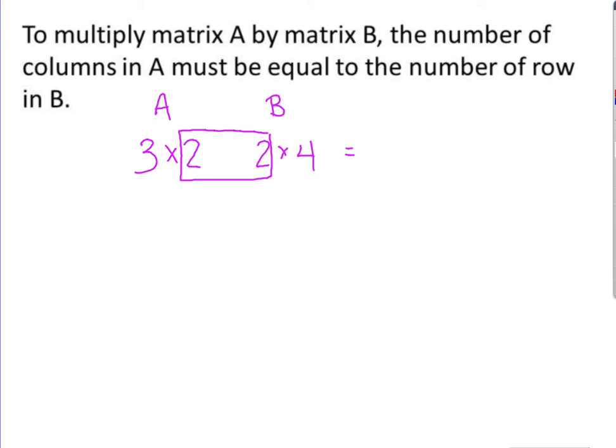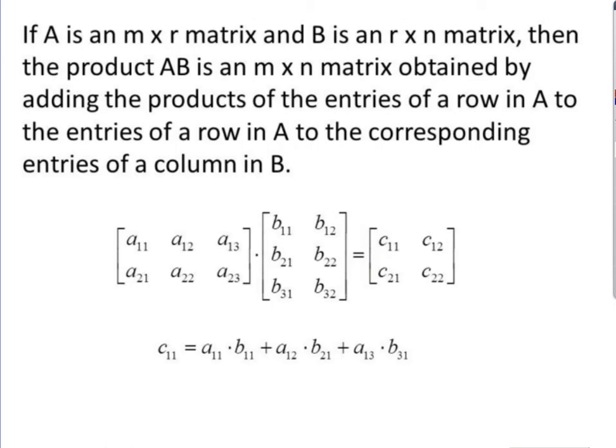And if we do multiply these two matrices, you'll end up with matrix C, and the dimensions for matrix C will just be the values that are left over. So this will be a 3 by 4 matrix when you're done. Now if A is an M by R matrix and B is an R by N matrix, like I said, we'll end up with an M by N matrix when we're done.